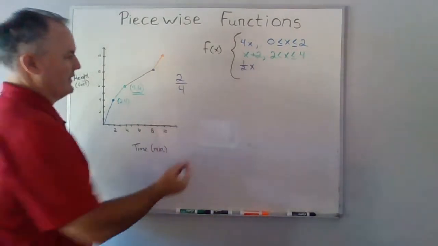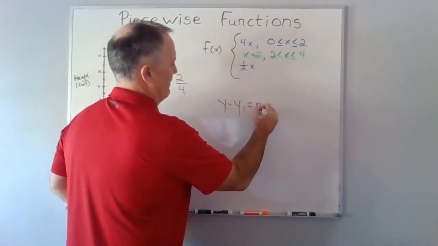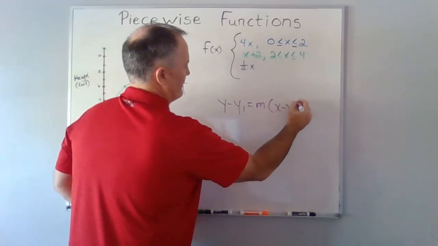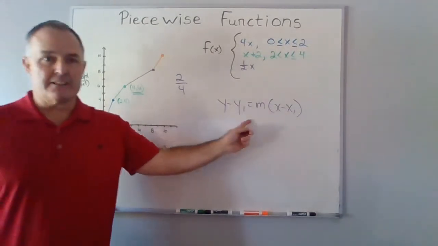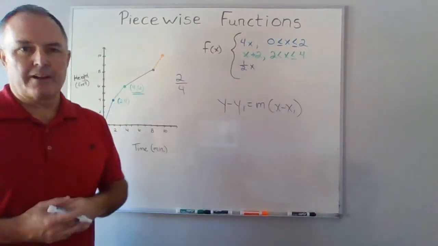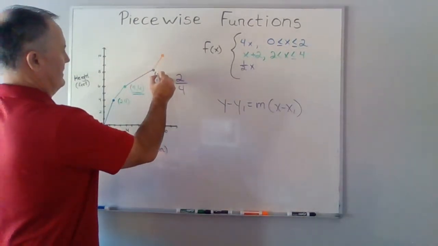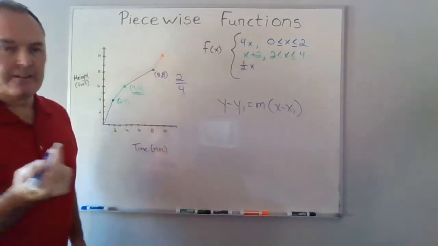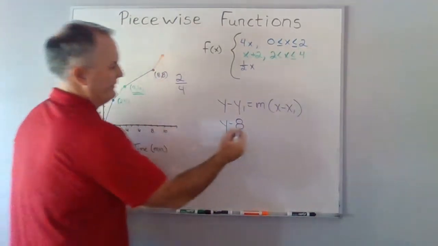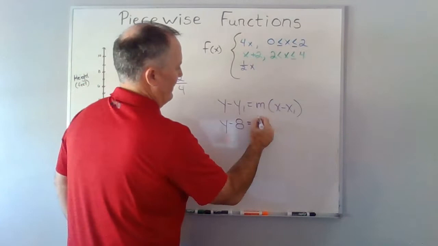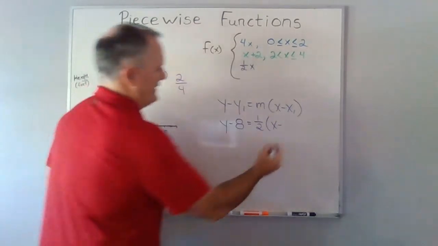All right, but let's just double check. So let's use point slope again. y minus y1 equals m times x minus x1. And we can figure out whatever the rest of the equation is. We could have actually done this for the entire equation once we figured out the slope. So let's use 8, 8, because that's a point on the line. So y minus 8, because that's my y value, equals my slope, which is 1/2, times x minus my x value, which is also 8.